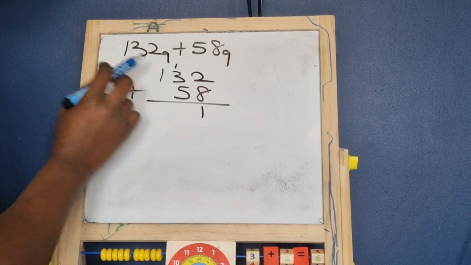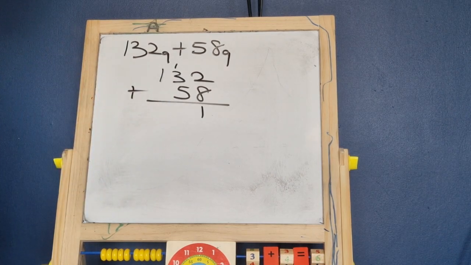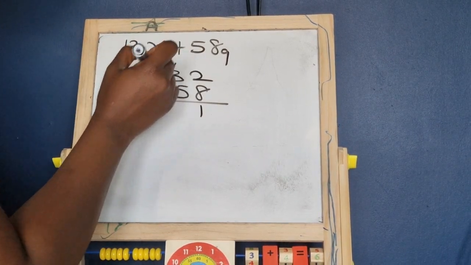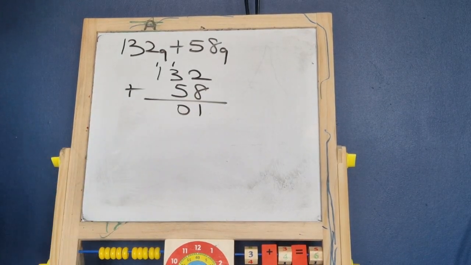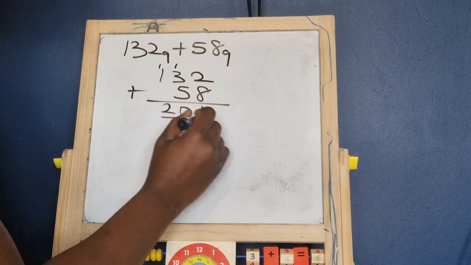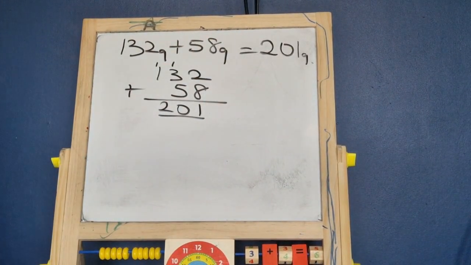So 1 plus 3 is 4. 4 plus 5 is 9. How many times will 9 go in 9? One time. We put the 1 here, and then we write the remainder. The remainder is 0. So 1 plus 1 now is 2. So this would give 201 base 9.